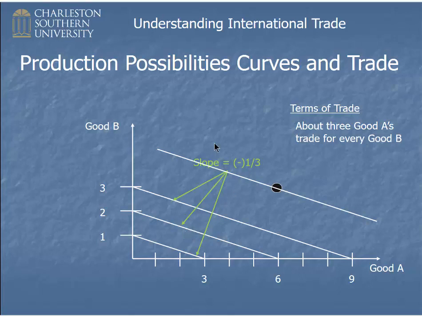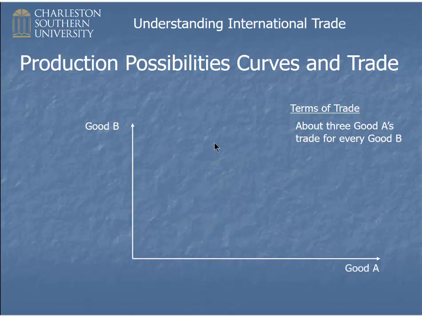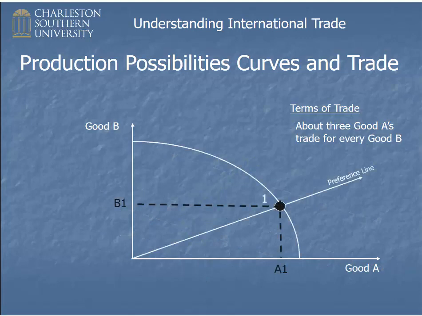Alright, so now let's go back to our production possibilities curve. This is where I left you. Here's the production possibilities curve. Here's our preference line from before. Now let's put on the trade line that matches this. And what we would do is we would fit a trade line that reaches as far out on the production possibilities curve as possible. So that would be this trade line right here. It would have a slope of -1/3 just as before, and it would be tangent to the production possibilities curve there.